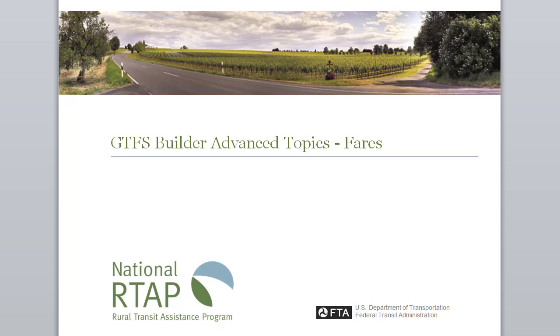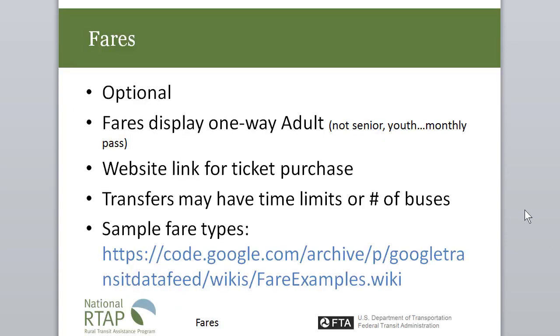This National RTAP in the Cloud training tutorial focuses on fares, and while they are optional, we are finding that riders do appreciate, especially when trips include multiple carriers, that they will understand what their maximum fare will be. So fares display only the one-way adult fare.